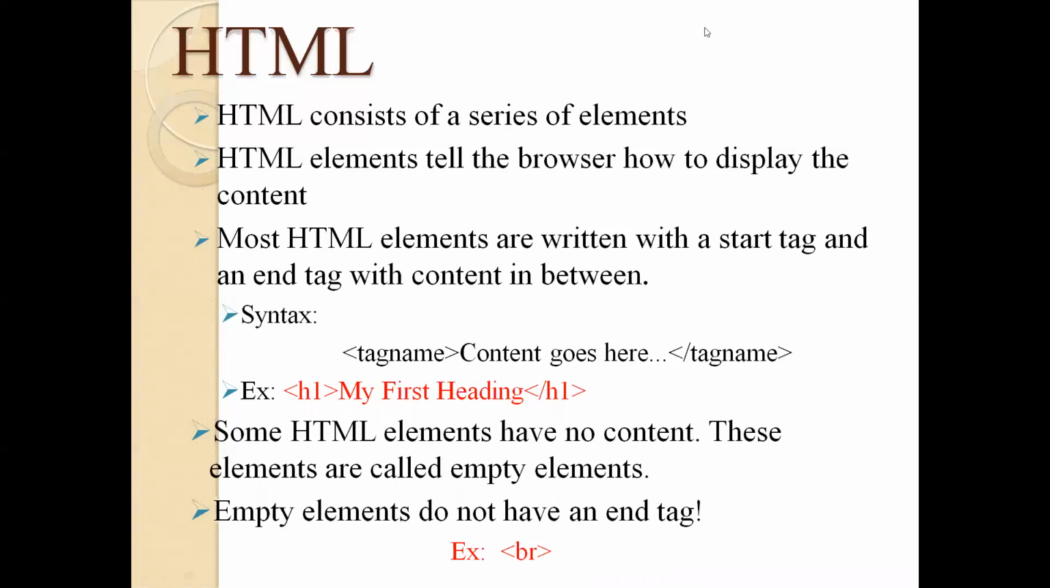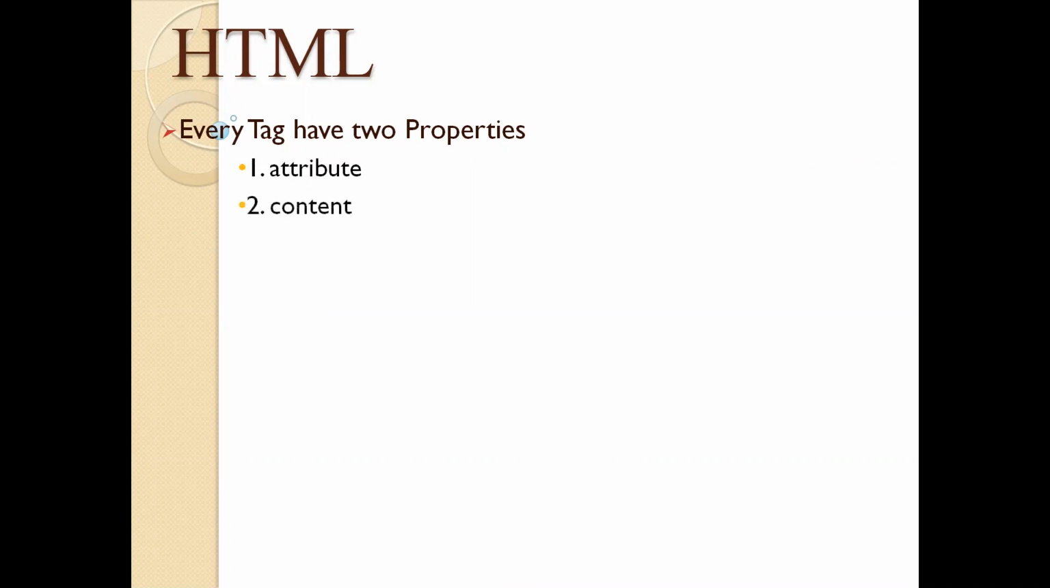And then coming to the next slide, let us see about the properties of these tags. Each and every tag has some properties. Among those properties, every tag has two properties. Let us have a look at these two properties. The name of the first property is attribute and the name of the second property is content. So attribute and content are the two properties of each and every tag.